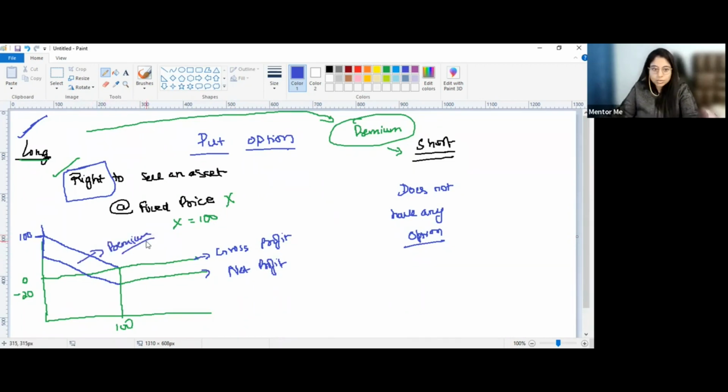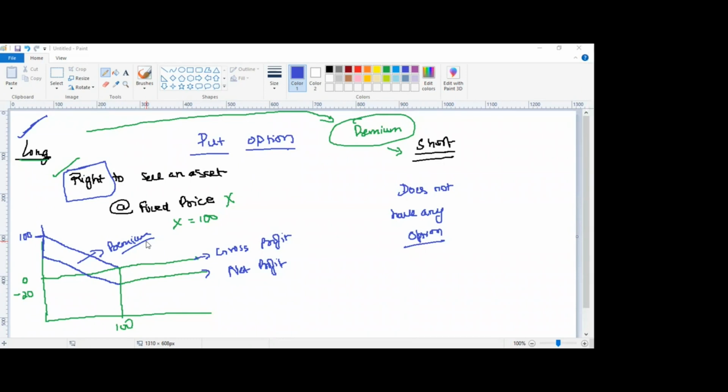So the maximum loss that can happen to us would be the loss of the premium. The maximum gain that can happen to us would be the stock price minus the premium. That can happen when the market price of that stock goes to 0. Okay?